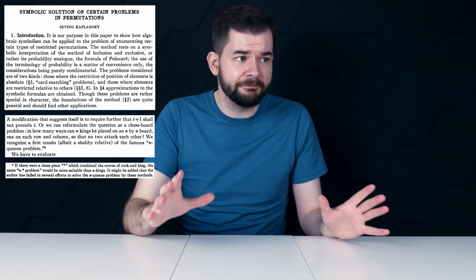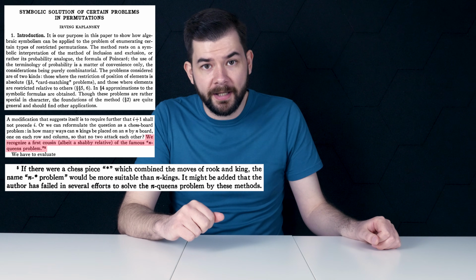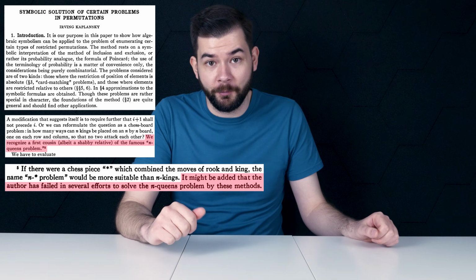So it became known as Hertzsprung's problem, and later Irving Kaplansky, who first published a solution to the problem in 1944, referred to it as the N-Kings problem, but also adds a similar footnote to say that this is really the N-piece problem, where the piece in question is really a rook-king combination. He also brutally puts this problem down by referring to it as a first cousin, a mere shabby relative of the N-Queens problem. Though this is really a self-burn, as he admits he has failed to solve the N-Queens problem.